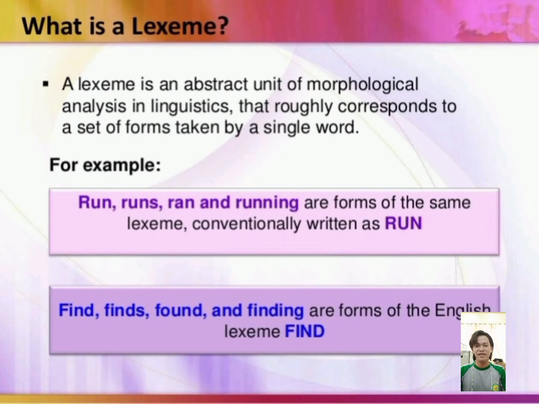What is a lexeme? A lexeme is an abstract unit of morphological analysis in linguistics that roughly corresponds to a set of forms taken by a single word. For example, run, runs, ran, and running are forms of the same lexeme conventionally written as run. Find, finds, found, and finding are forms of the English lexeme find.